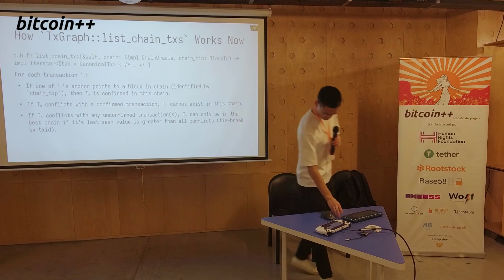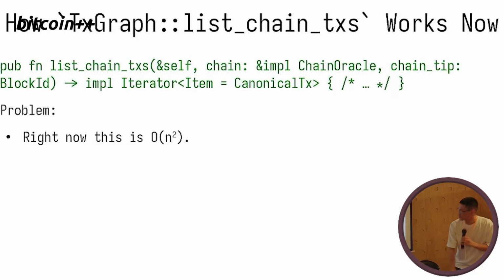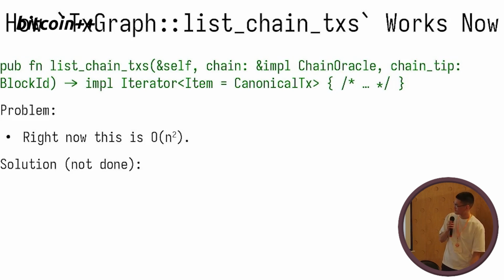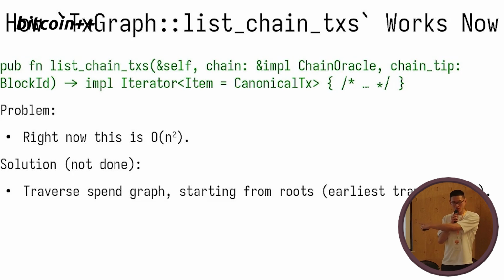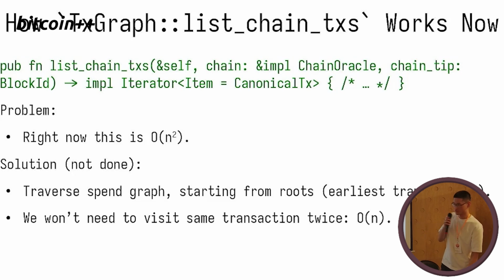Thank you for bringing it up. Right now it's not great. It's quadratic. The solution is you traverse the graph via the spends. It's not done. If someone works on this, it'll be awesome. So you start with the root, the earliest transactions, and you just move through the graph, because you get to a point where you complete all the conflicting transactions. You go through it once and then it's over, which is very nice. That's not done. Someone can do it, that'll be nice.